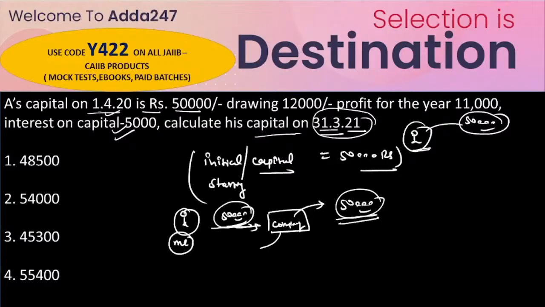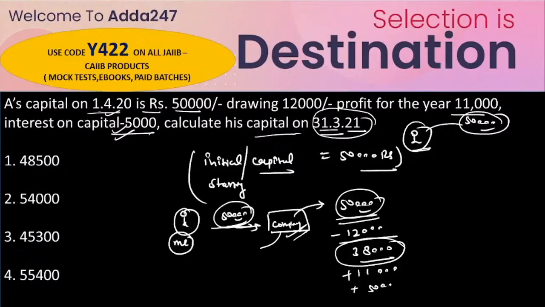So if this would be a starting capital and if I withdrew the 12,000 rupees, just subtract here, that is 12,000 rupees, and you will get in my company 38,000 rupees now as capital of my company, because I just withdrew 12,000 rupees. Meanwhile, my company just earned the profit, that is 11,000 rupees. Just add here, that is 11,000 rupees. And interest on the capital also received by the company, that is 5,000 rupees.